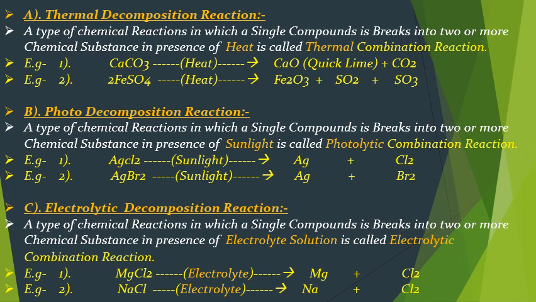The third type of decomposition is electrolytic decomposition, a type of chemical reaction in which a single compound breaks into two or more chemical substances in the presence of an electrolyte solution. Here combination is written by mistake; it should be decomposition. For example, magnesium chloride in the presence of an electrolyte solution splits into magnesium and chlorine. Similarly, sodium chloride splits into sodium and chlorine gas.